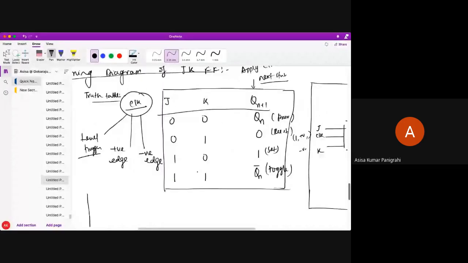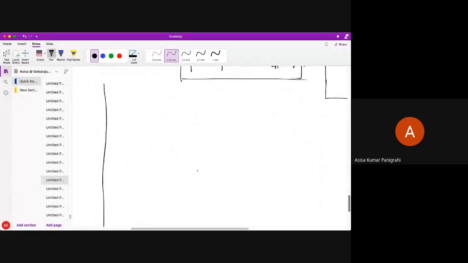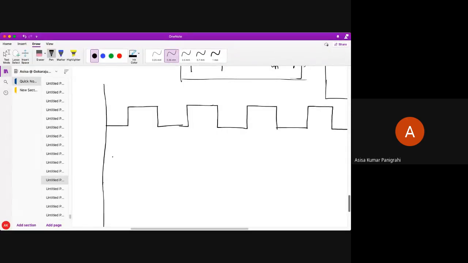Okay, leave it. What I'm going to do now is draw my clock pulse over here. My clock pulse has a 50% duty cycle. What is 50% duty cycle? T on divided by T on plus T off, multiplied by 100. If you do it, it will give 50%. It means T on and T off are of exact equal value.